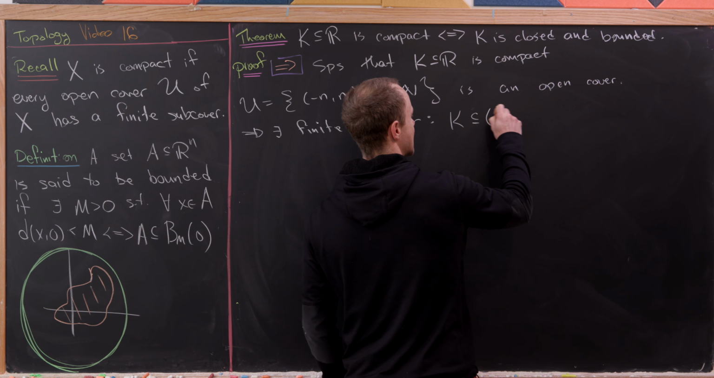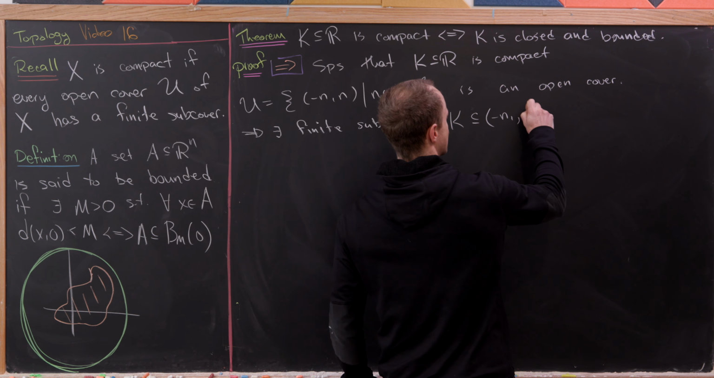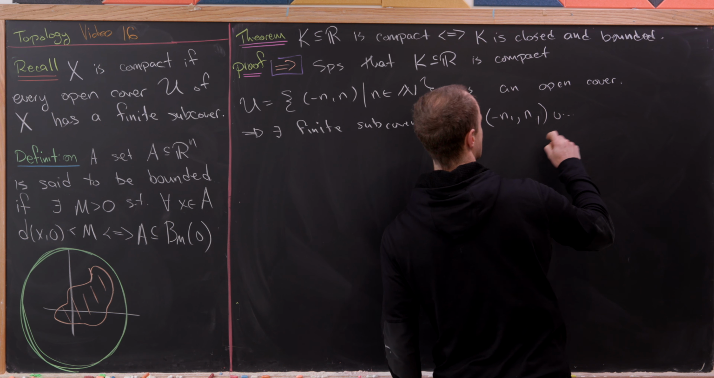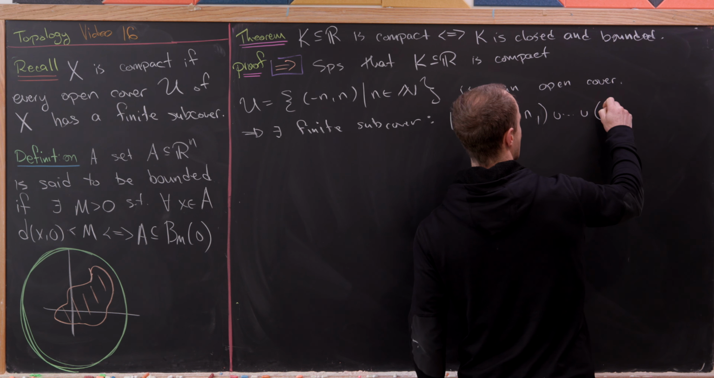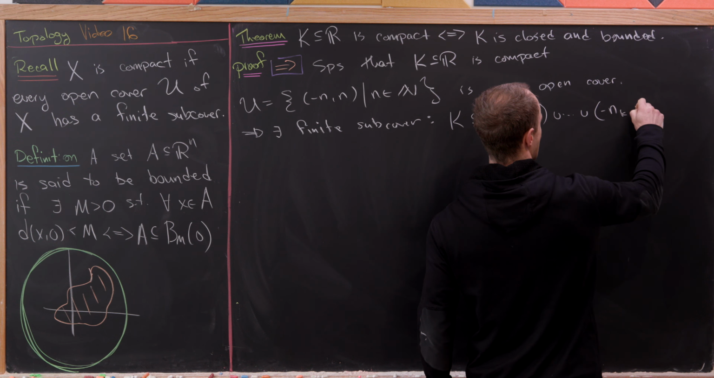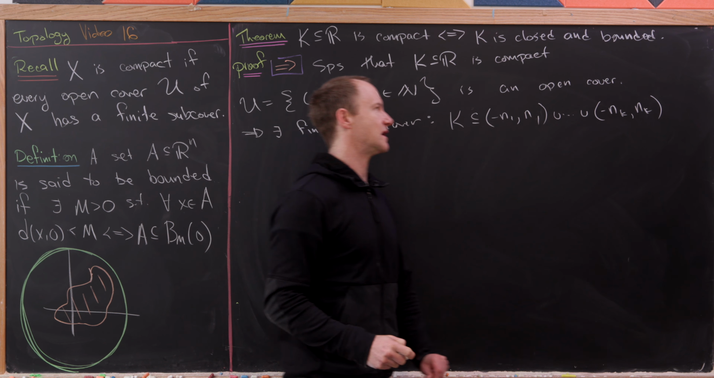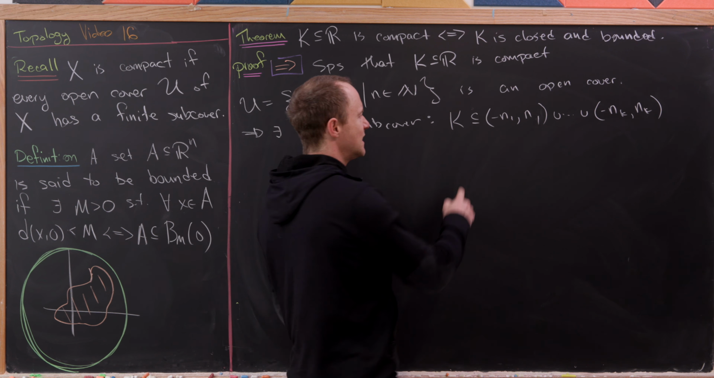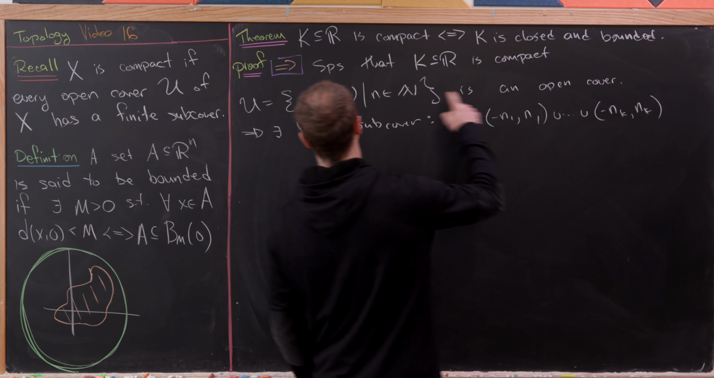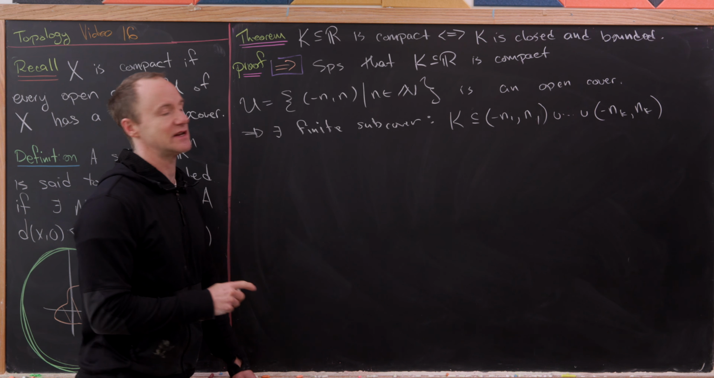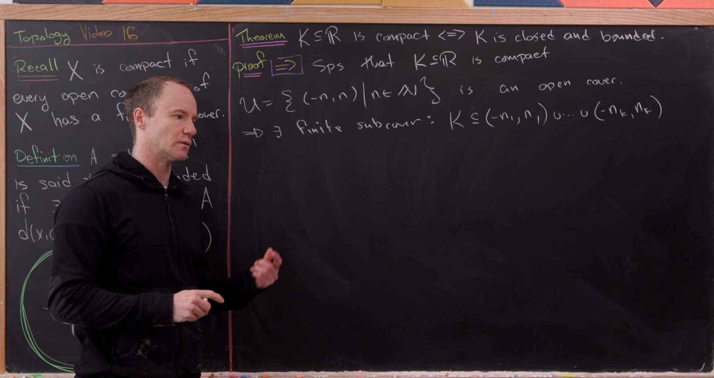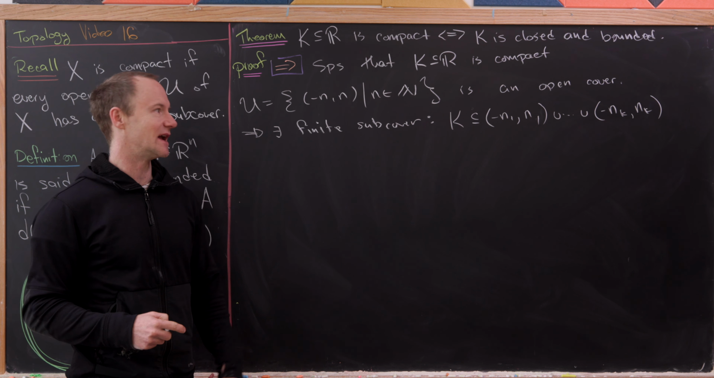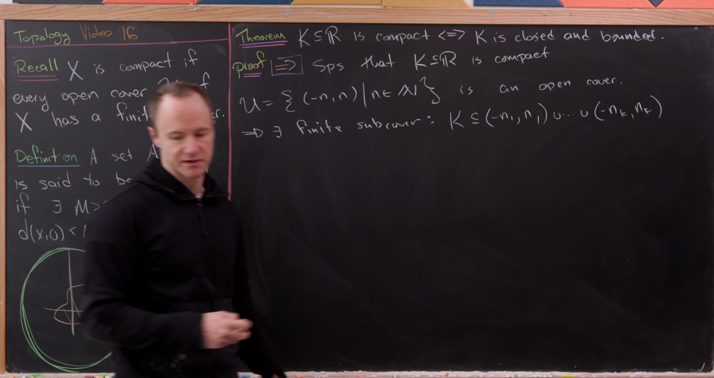But then that finite subcover is going to give us the following scenario. K is contained in this finite union, maybe minus n1 up to n1, unioned all the way up to minus nk up to nk. So that's what a finite subcover would look like. But let's observe that all of these things right here are nested within each other. So minus 1 to 1 is nested inside minus 2 to 2, which is nested inside minus 3 to 3, and so on and so forth.